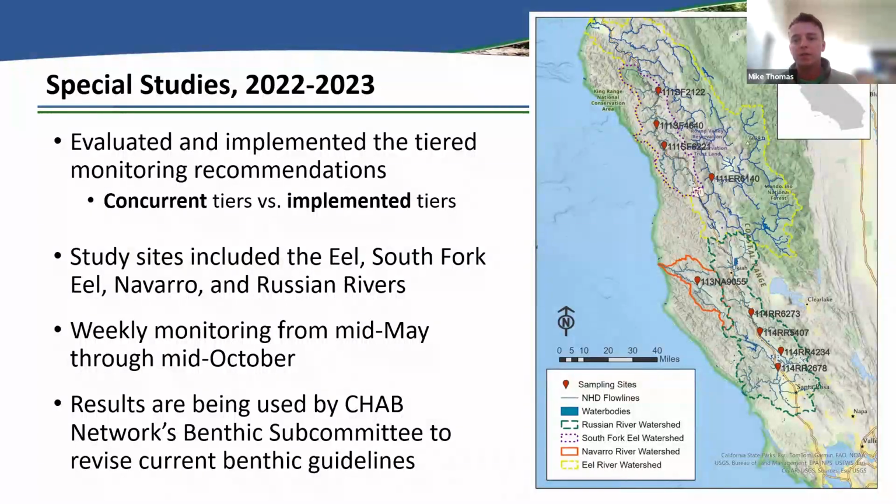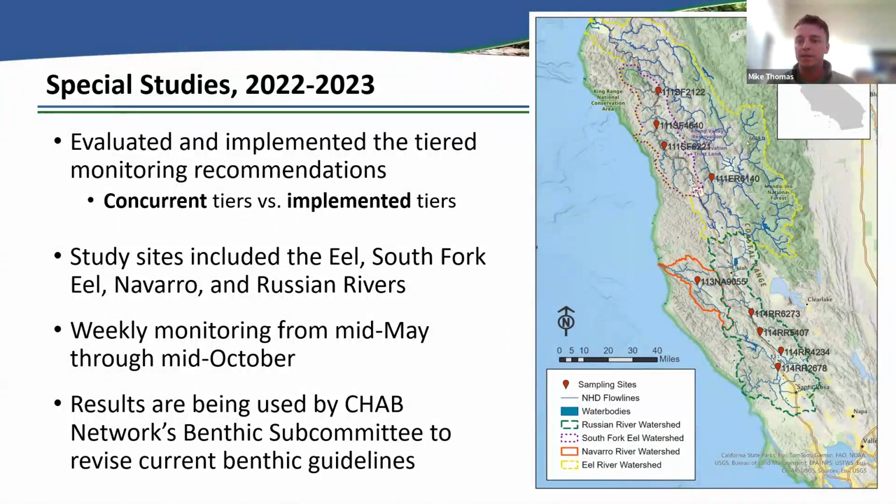So in 2022 and 2023, the regional board conducted a series of special studies to evaluate and implement the tiered monitoring recommendations. To do so, data sets included concurrent monitoring of all 3 tiers. So that's collecting SPATs, visual assessments, and benthic mat samples at the same time. And then we actually also implemented the recommendations at other sites such that the successive tiers are triggered.